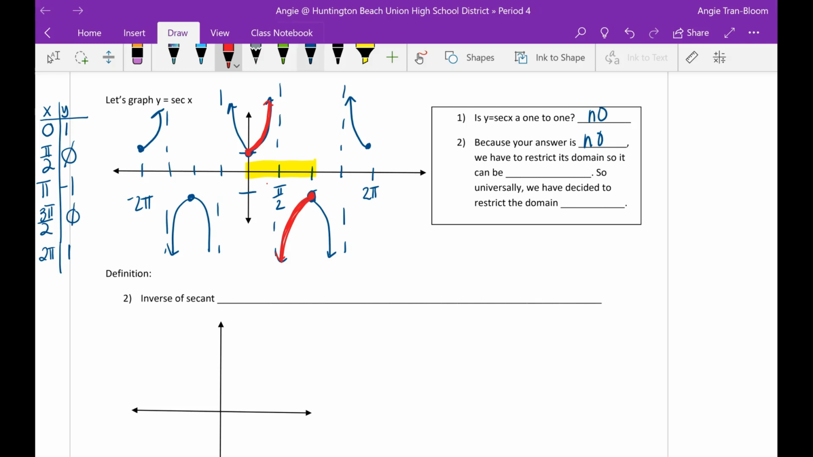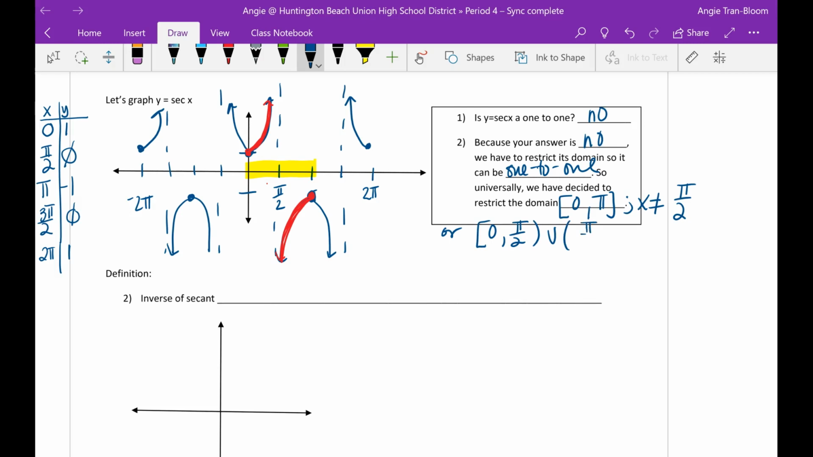So we need to restrict it so it can be one-to-one. We're going to restrict it inclusive, 0 all the way to pi. But as you can see, there's an asymptote in the middle, so X can never be pi over 2. Another way of writing that is interval notation: 0 to pi over 2, take a break, pi over 2, all the way to pi.